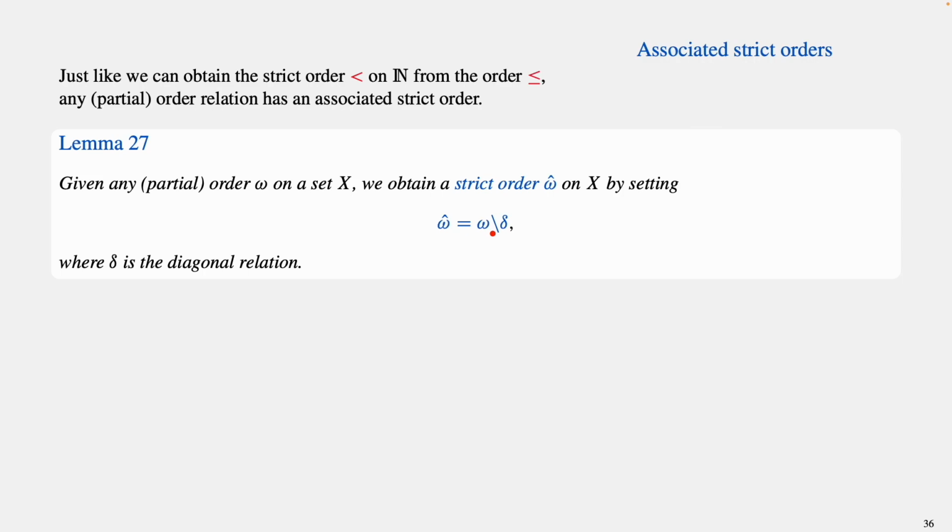So what this simply does is we take the order relation omega, and we take out all the elements on the diagonal. So n less or equal to n, 9 less or equal to 9, as we had in the example before. And this basically turns it from a reflexive relation to an irreflexive one.